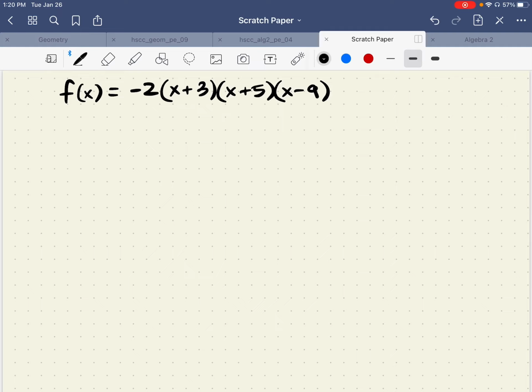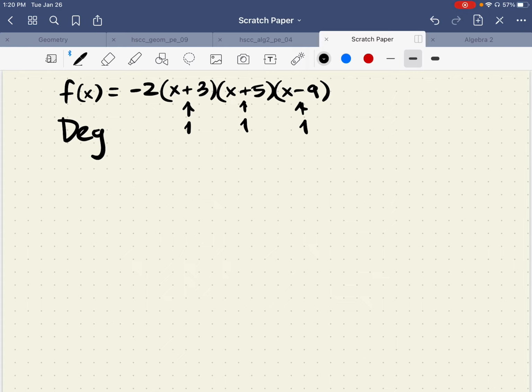Number one, let's start off with the degree. You'll notice that this right here has a linear term, so that has degree 1. This one here is another linear term that has degree 1. This one right here is another linear term that's degree 1. So we have 3 linear terms, which would give us a cubic function.